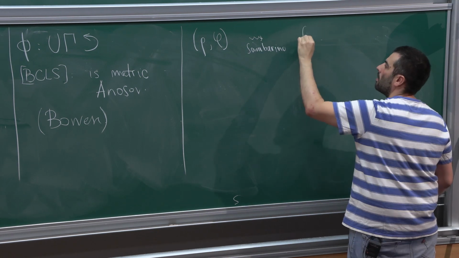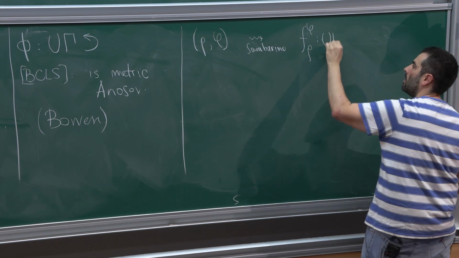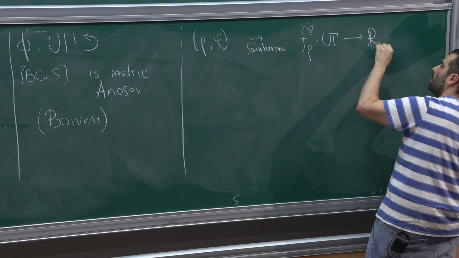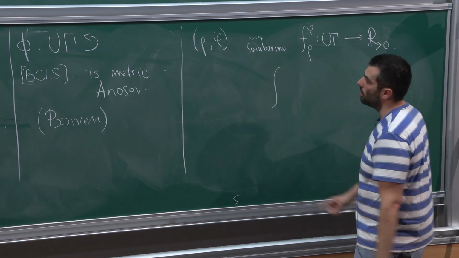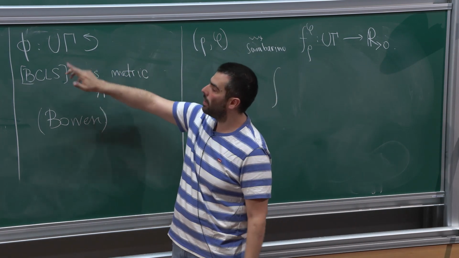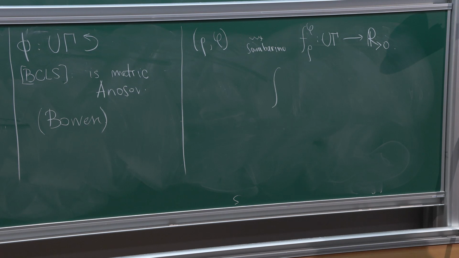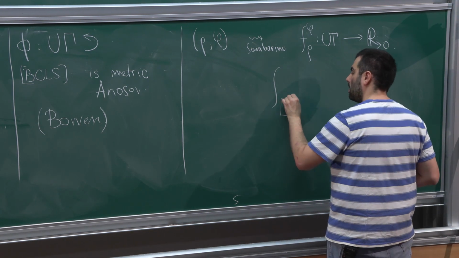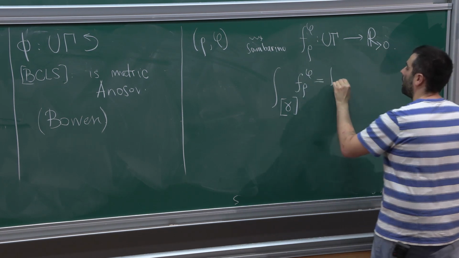You get a function, which I will denote f rho phi, which goes from this weird space to a strictly positive function. So the periodic orbits of this flow are parameterized by conjugacy classes of the elements in the group. So when I integrate this function along a periodic orbit, I recover the length.